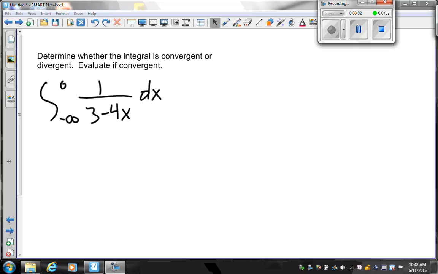Determine whether the integral is convergent or divergent, and evaluate if convergent. The integral from negative infinity to 0 of 1 over 3 minus 4x dx.